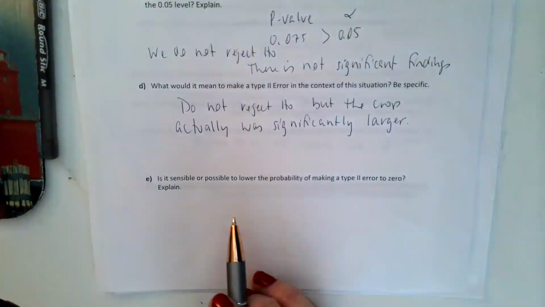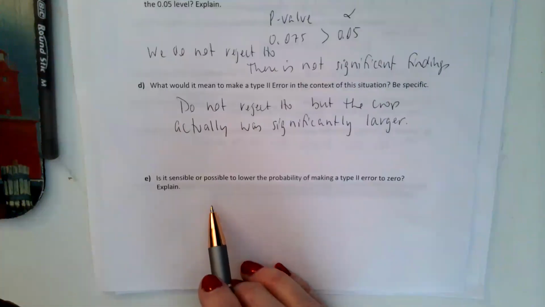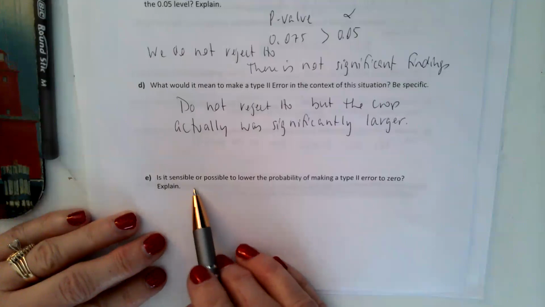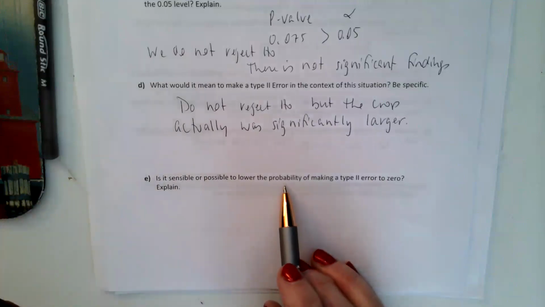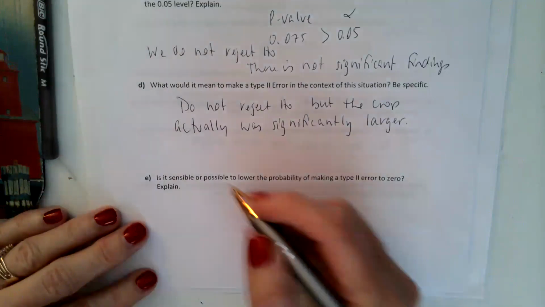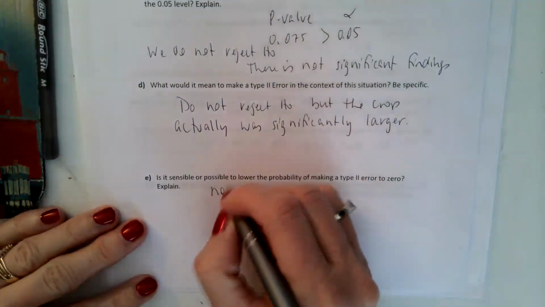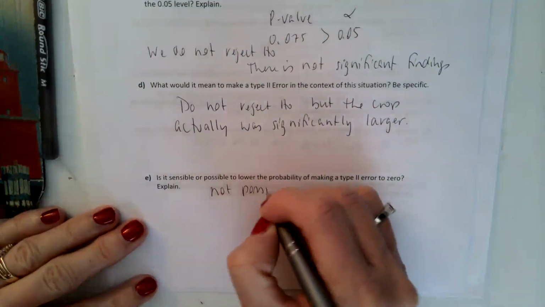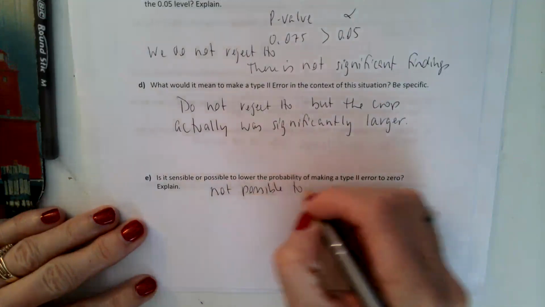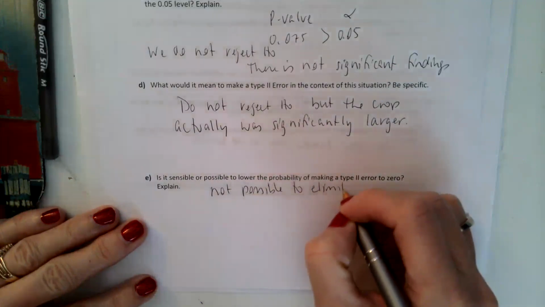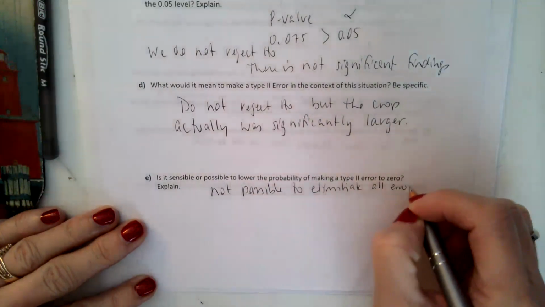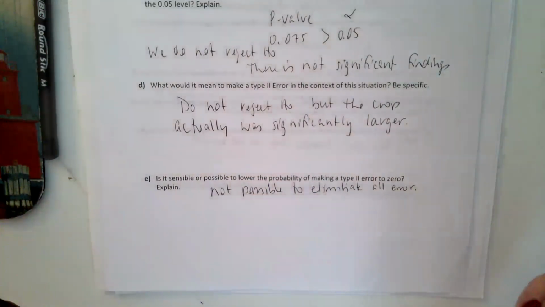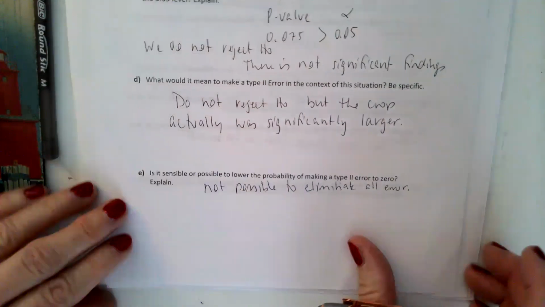And then letter E says, is it sensible or possible to lower the probability of making a type 2 error to 0? Explain. And it's not possible to eliminate all error. And they're pretty low anyway, but it's not possible.